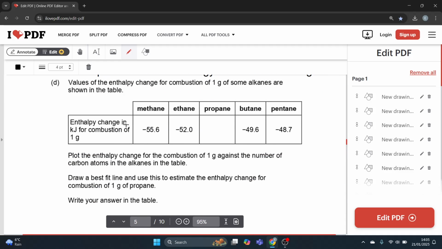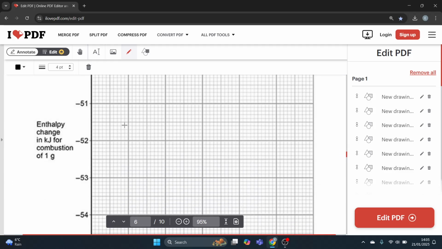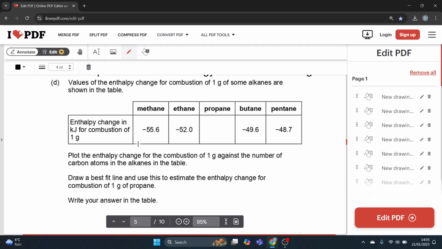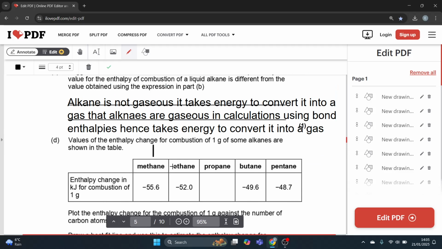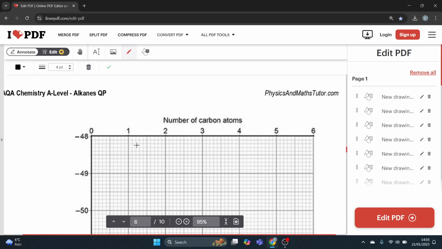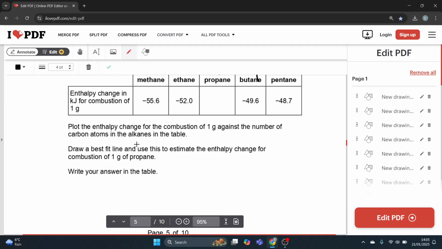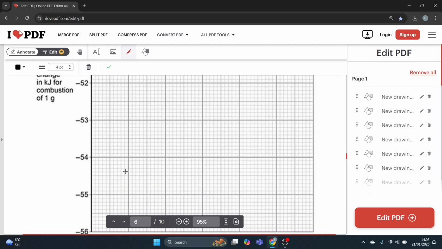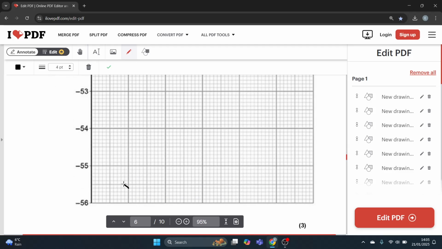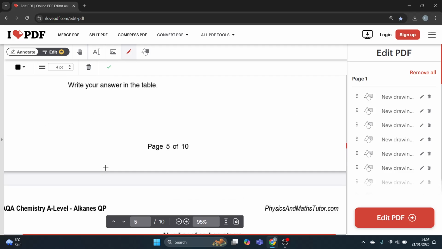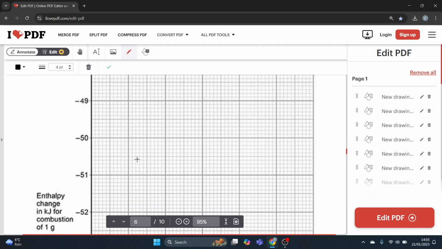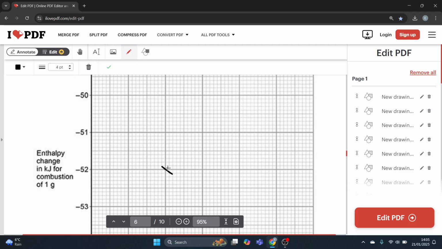So minus 55.6. You know what? I will go through this one. Why not? Methane. So methane's got 1 carbon atom. Ethane, 2; propane, 3; butane, 4; pentane, 5. So methane, 1 carbon atom, it's at minus 55.6. Ethane, 2 carbon atoms, minus 52.